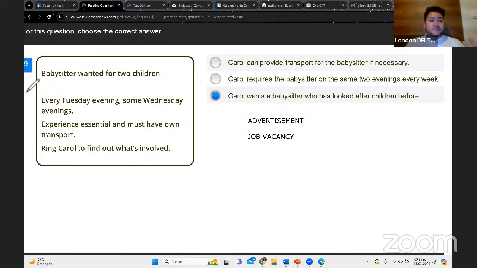All right, so obviously they are not using the same words. Aquí no dicen experience, pero se entiende lo mismo, right? Someone who has taken care or looked after children before, so experience is essential. Can you see how the answers are not very obvious? They won't use the same words, because the point is that you understand the information given, so you can give an answer. That's why this last option is correct.